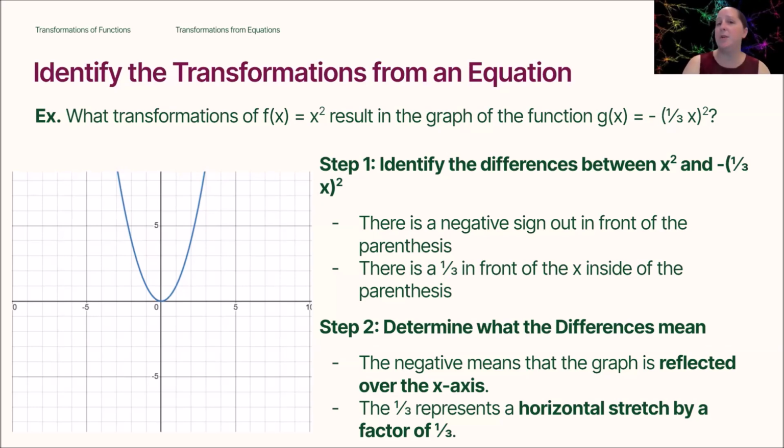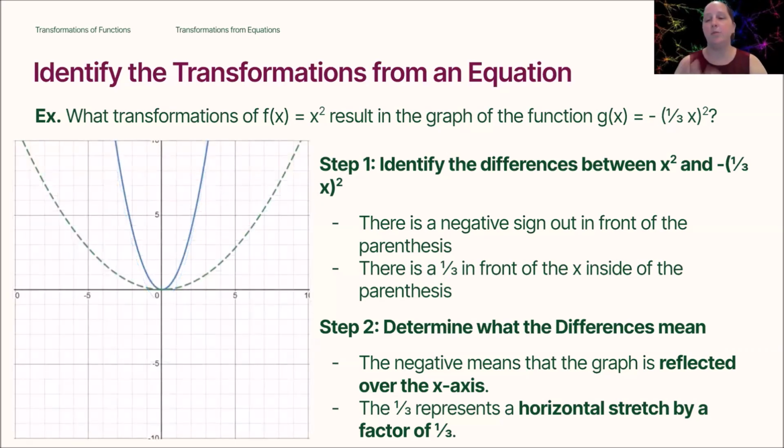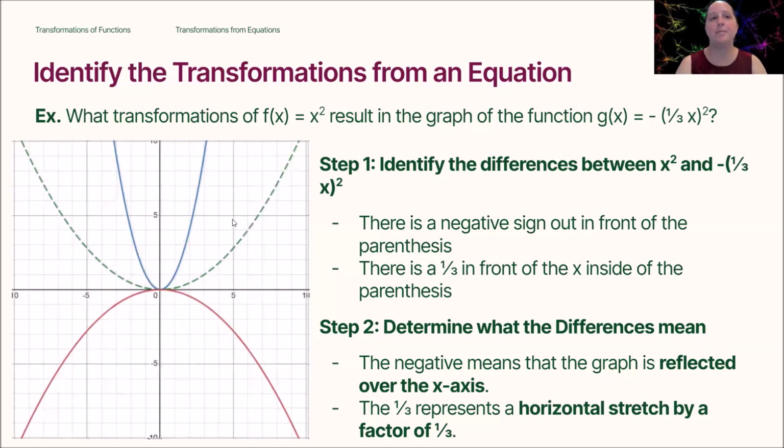The negative out in front tells me it's a reflection over the x-axis, while the 1/3 represents a horizontal stretch by a factor of 3. So I'm basically making it go bigger. Then the green was what the graph would look like. This green is that horizontal stretch. The red is the reflection.